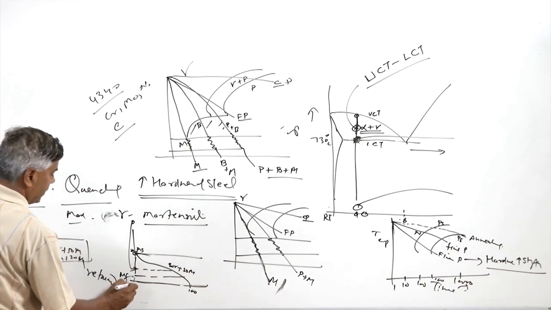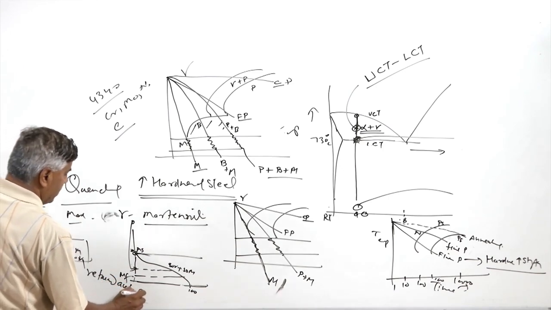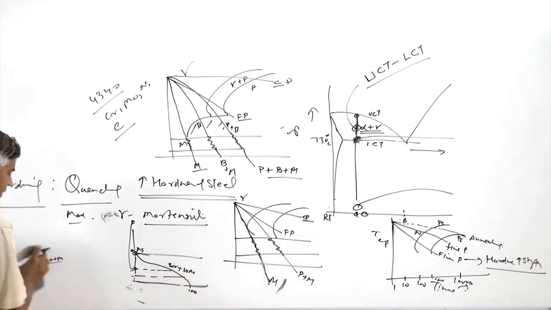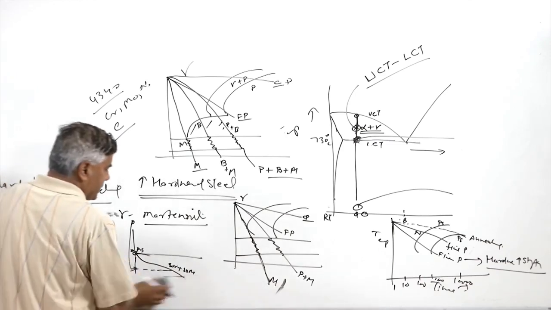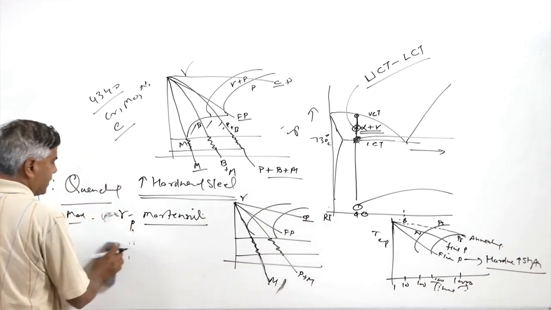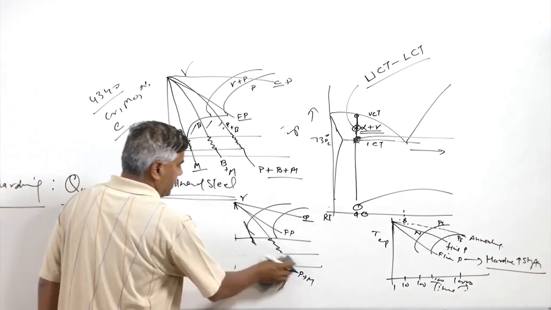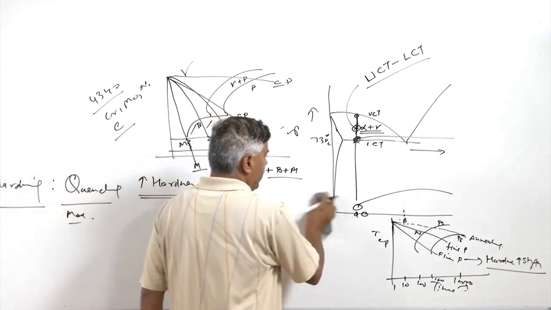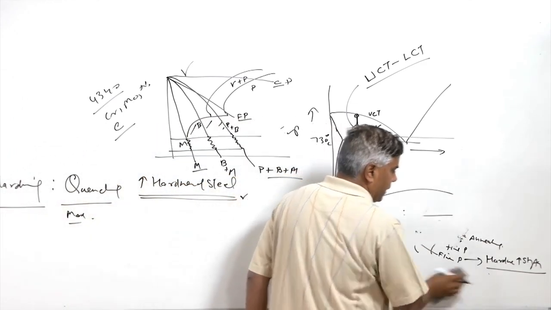This retained austenite basically reduces the hardness of the quenched steel. The purpose is that for hardening, it is expected that the entire austenite will transform into martensite. That's why the quenching is done at a temperature below the martensitic finish temperature line.